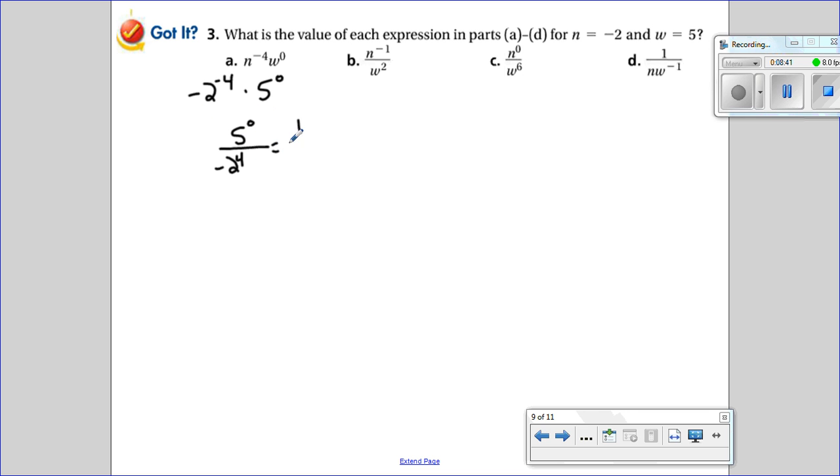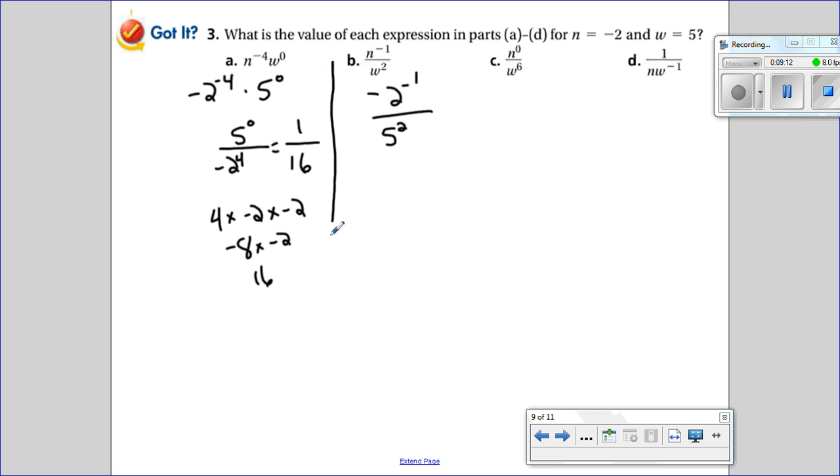5 to the 0 is 1, and negative 2 to the 4th is negative 2 times negative 2, which is 4, times negative 2 times negative 2. So 4 times negative 2 is negative 8, times negative 2, and that becomes 16, so 1/16. And up here, we have negative 2 to the negative 1st over 5 squared.